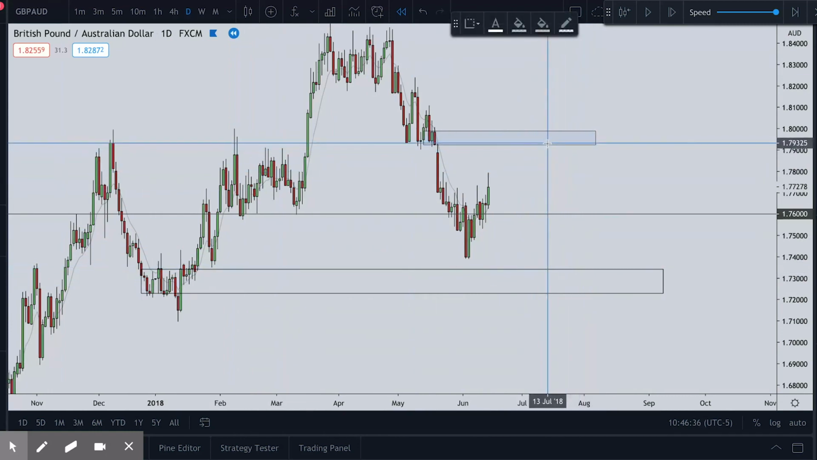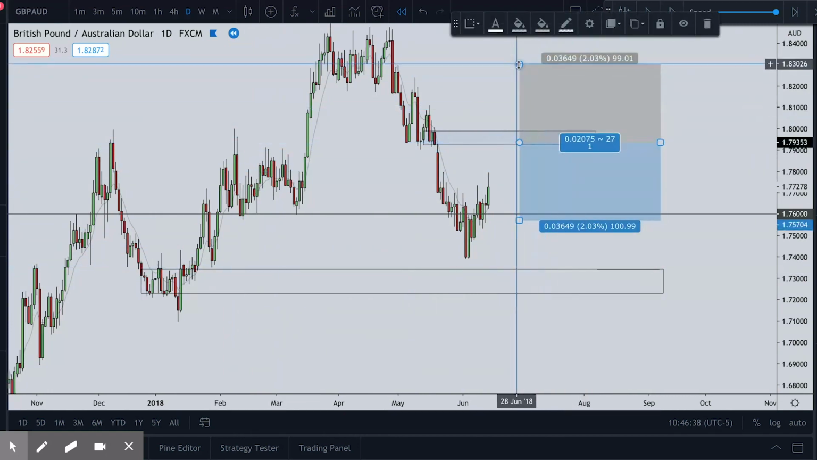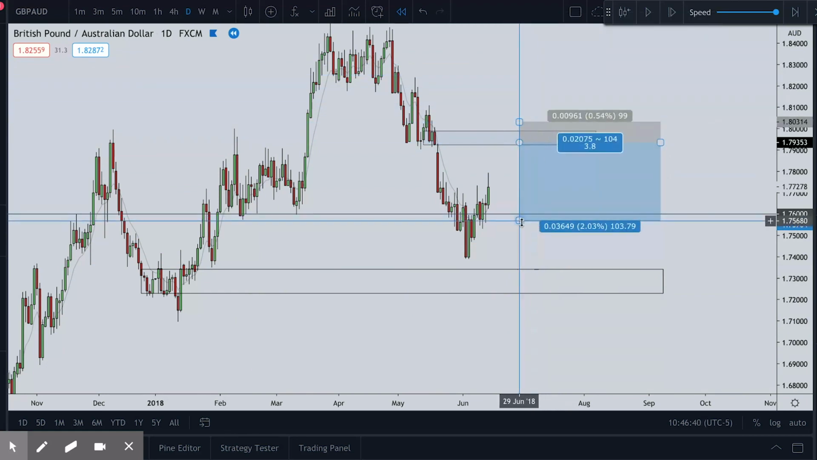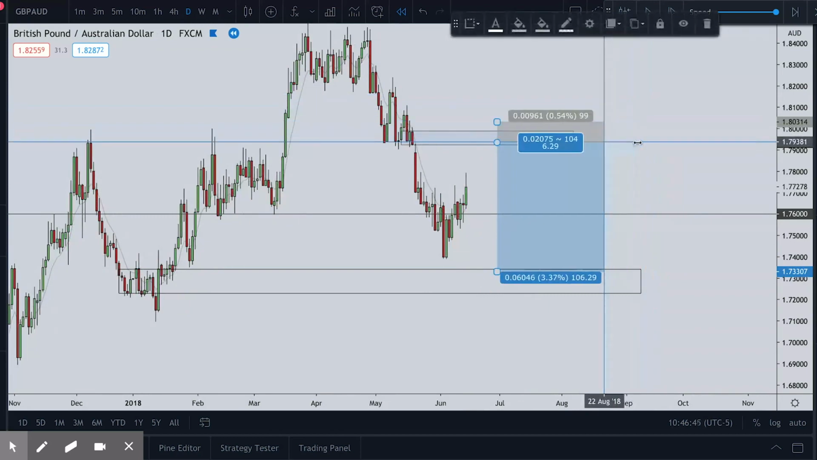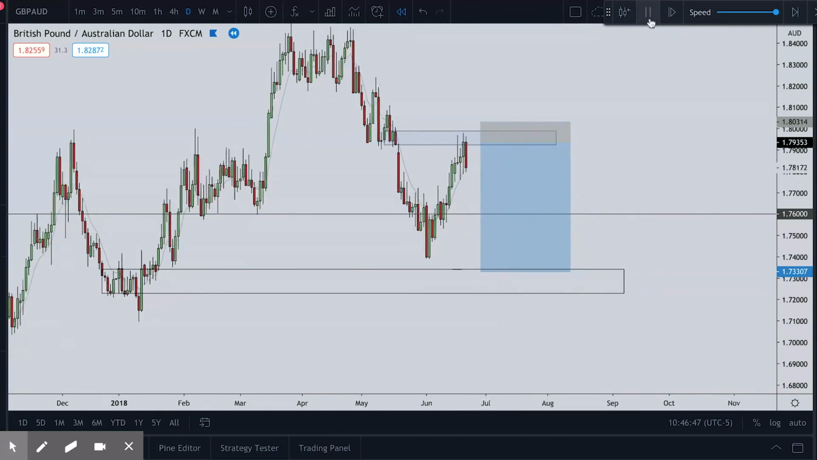So as an example, if we were to look to sell this market, we could then take it down into this zone, which would be that fulfillment point where we are probably likely to reverse. Okay.